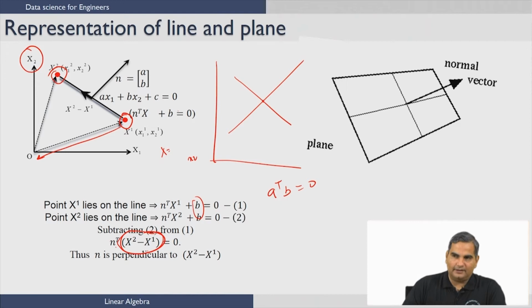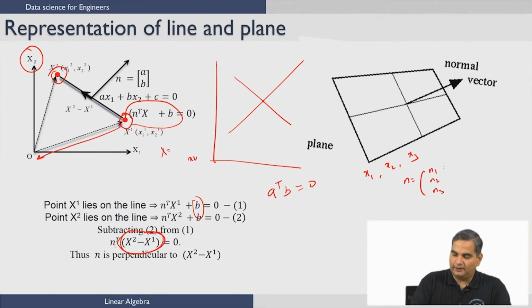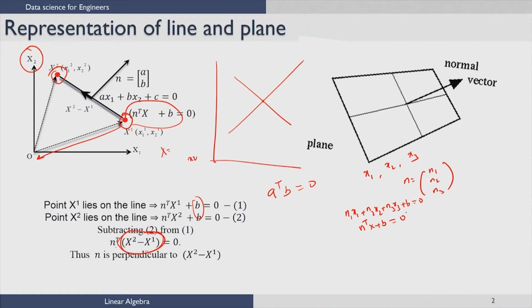Now, if you want to extend this and ask the question, if I have one equation in a 3-dimensional space, what does that represent? The form of the equation will be very similar. Supposing you have 3 variables x1, x2, x3, n could be n1, n2, n3. So, the same equation would be n1 x1 plus n2 x2 plus n3 x3 plus b equals 0, which is n transpose x plus b equals 0. So, irrespective of whatever is the dimension of a system, you can always represent a single linear equation in this form, n transpose x plus b equals 0.